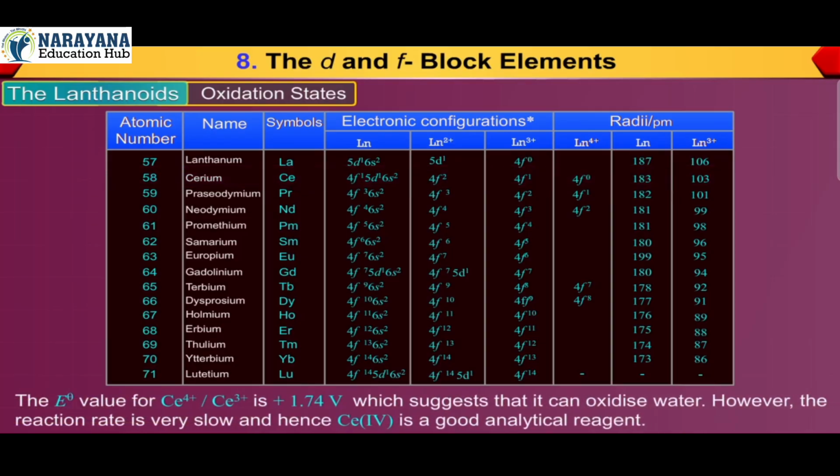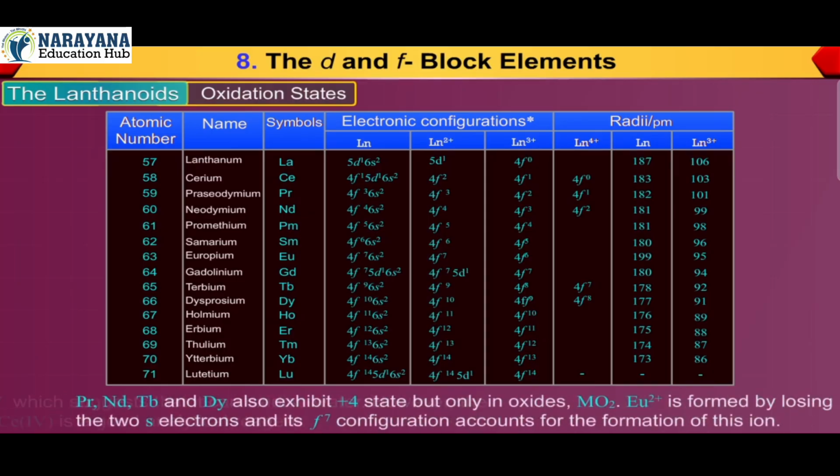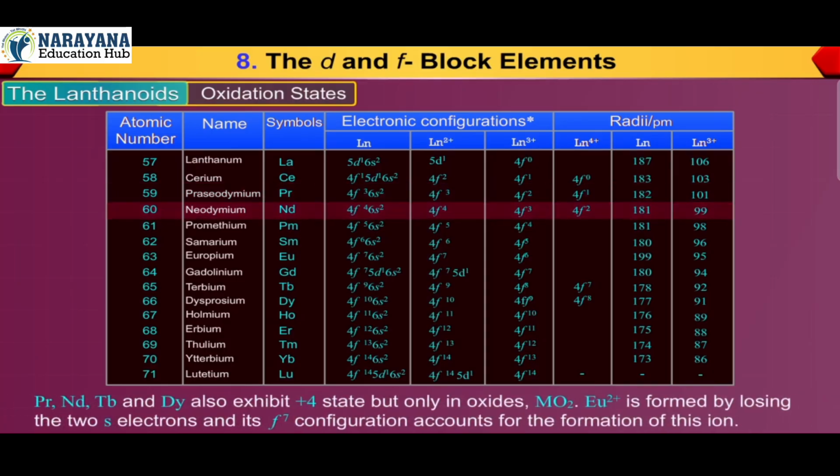The E° value for Ce4+/Ce3+ is +1.74 volt, which suggests that it can oxidize water. However, the reaction rate is very slow and hence Ce4+ is a good analytical reagent. Praseodymium, neodymium, terbium and dysprosium also exhibit the +4 state, but only in oxides MO2.